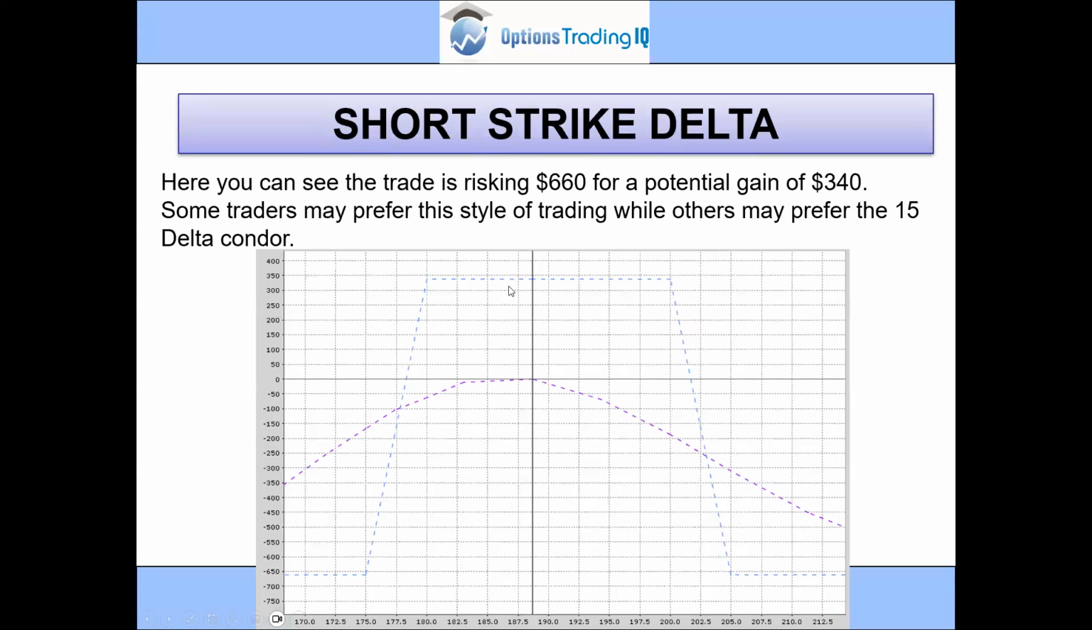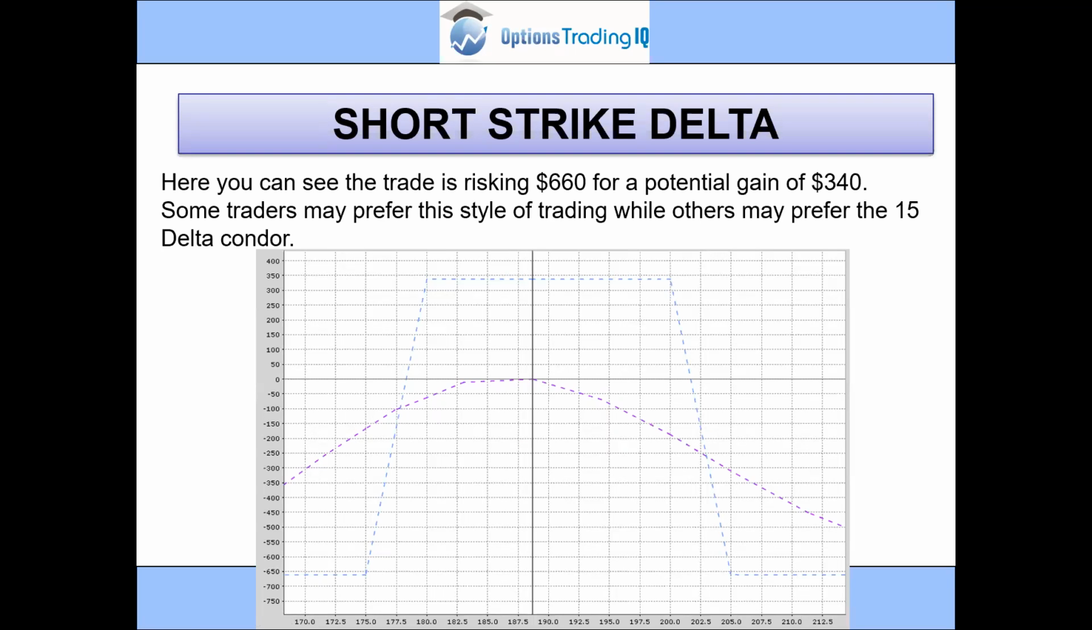But when we look at our risk graph, we're generating a lot more profit potential, $340, and it's risking about $660. So we're risking less, with potential to make more, but the trade-off is we're much narrower. So some people may prefer this, and definitely this trade's going to do better if Apple stays flat. But you might find that if Apple does make a 2, 3, 4% move, we're going to be getting towards those short strikes a lot quicker than we would on the 15 delta condor. So not saying one's better than the other, they're just kind of different.